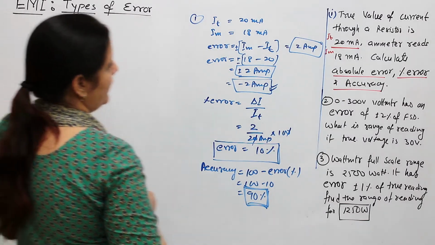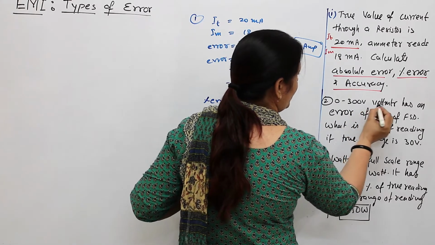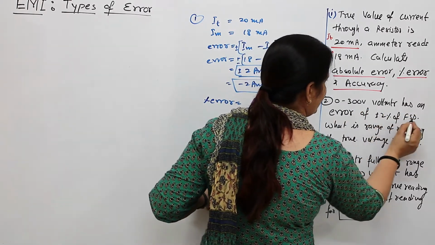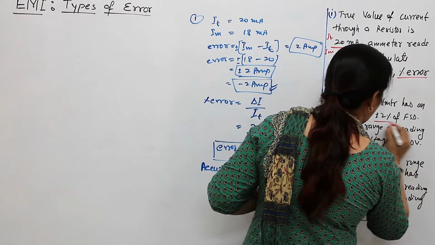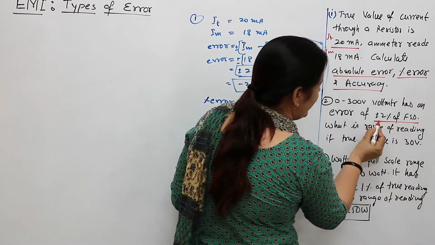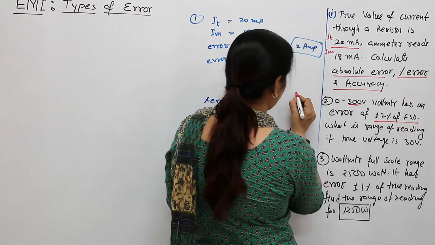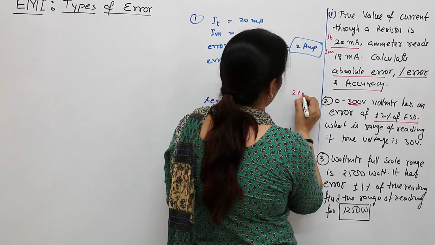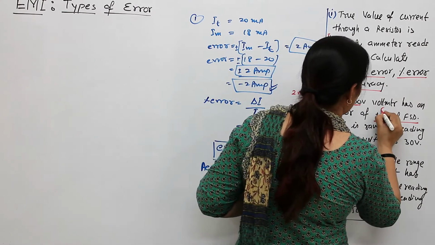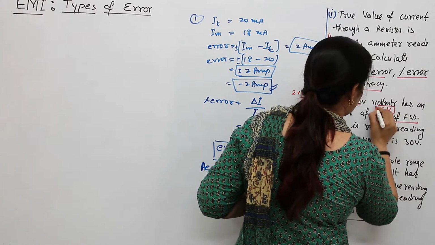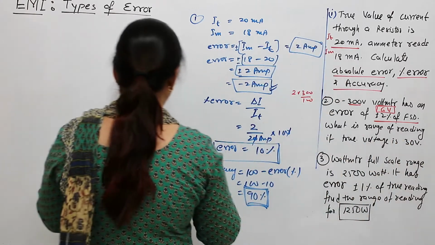Here comes the next numerical problem. It says a 0 to 300 volt voltmeter has an error of plus minus 2% of FSD. As the FSD term comes, be a bit aware and calculate plus minus 2% of the full scale. Plus minus 2% of 300 will be 6 volt. So write the 6 volt and circle it. What is the range of reading if the true voltage is 30 volt?